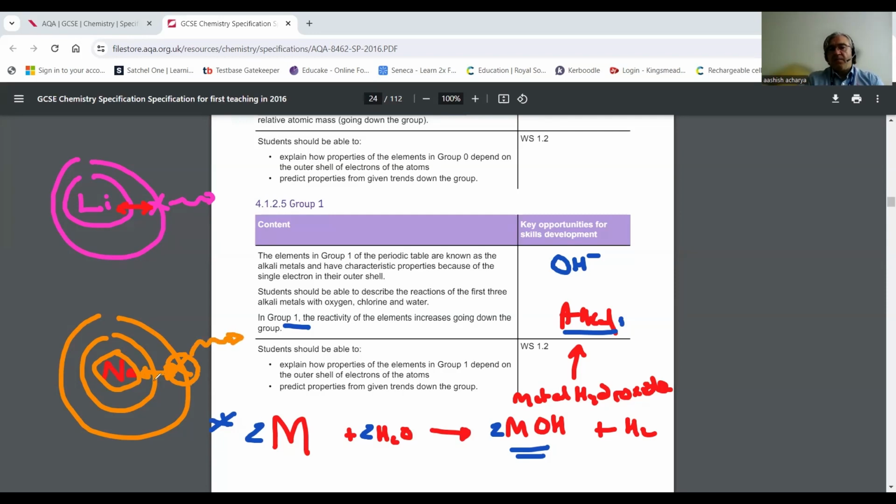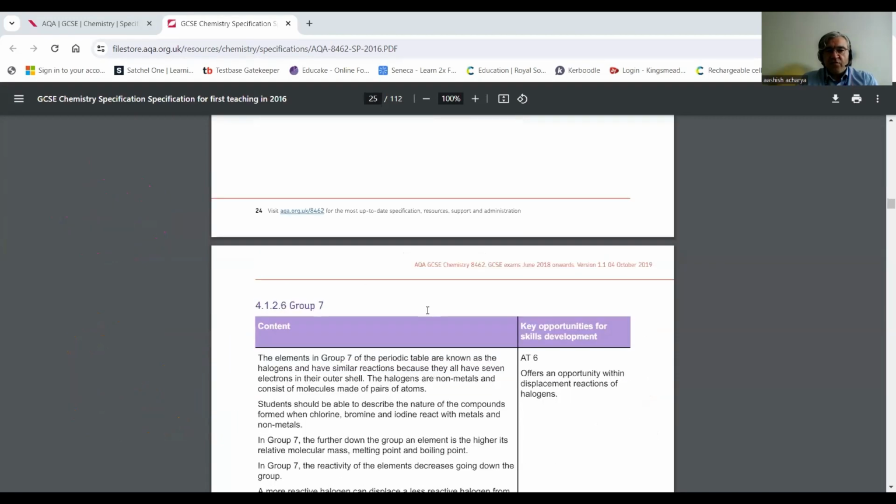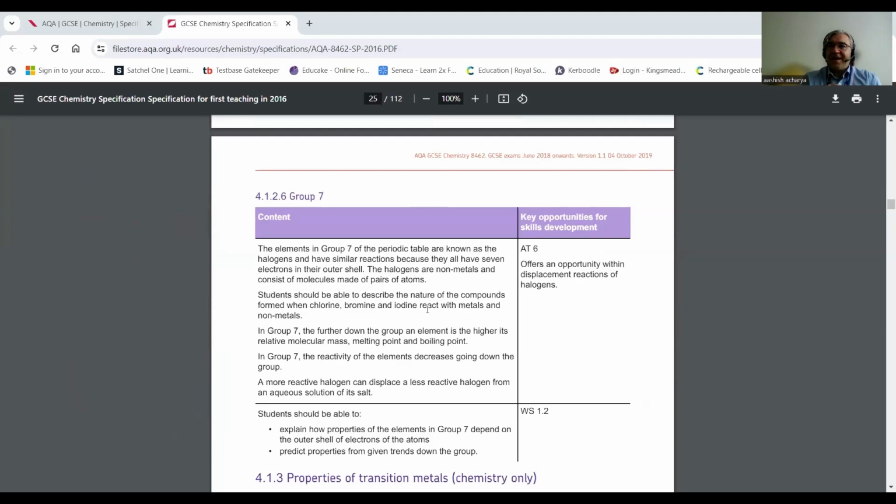So sodium has a much greater tendency to lose an electron compared to lithium, and hence sodium is more reactive. And if we go down the group and look at potassium, then potassium is even more reactive, okay? Because for the same reason that it loses the electron more readily, because the inner shells are blocking the attractive force of the nucleus, and we call that a shielding effect or screening effect.